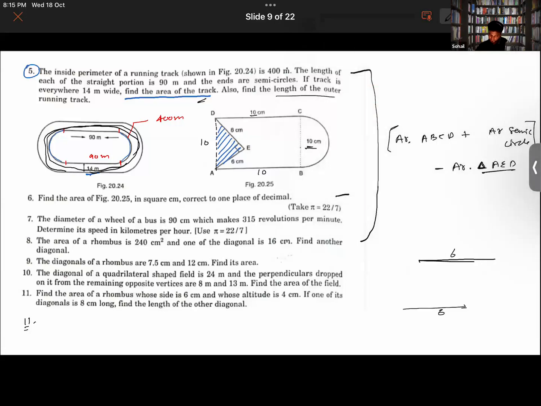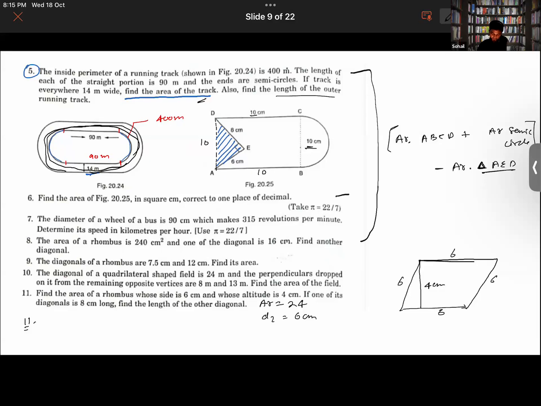So the area is 24, and diagonal 2 is 6 centimeter. Yes, sir. I made a mistake.